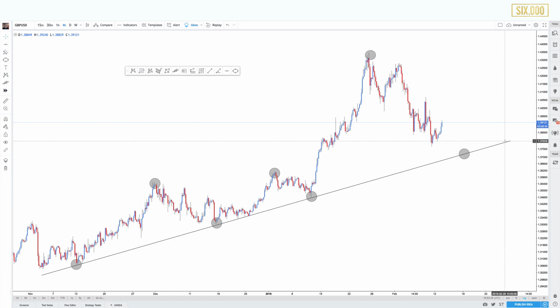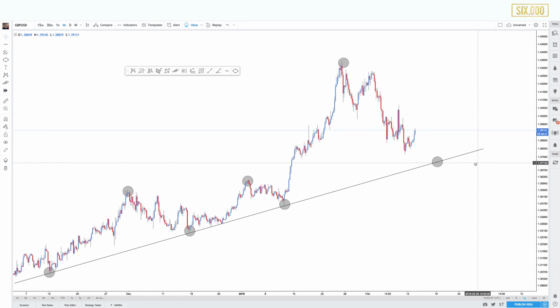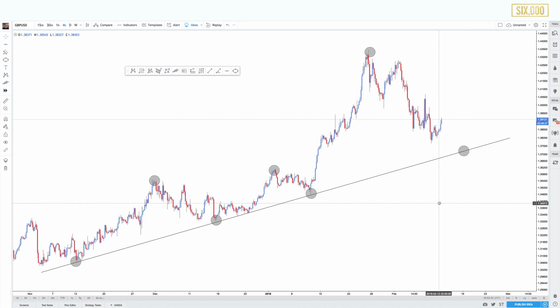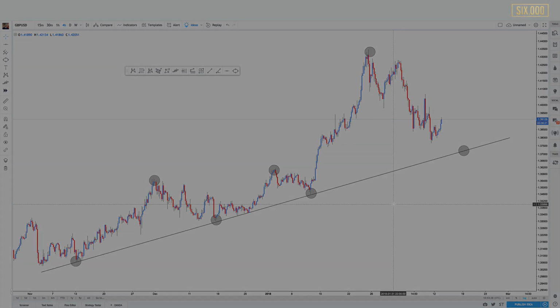But this also means when the breakout does happen, the more aggressive it will be. Now, what I want to do is give you an example of a resistance trend line, so a trend line on the opposite end of the scale. So we'll just go over that just now.